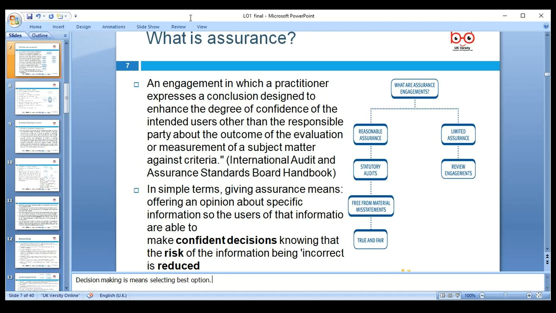So we can make decisions where we can minimize risk. Risk is the probability of something happening. Risk can be positive and negative. So the higher the beta, the higher the risk, the higher the return. Higher risk companies should provide a higher return. In shares there is a higher return. So risk is reduced. So we need to look at what assurance engagements there are: reasonable assurance, limited assurance, statutory audit, which we must do by law, review engagement, and free from material misstatement, and true and fair.